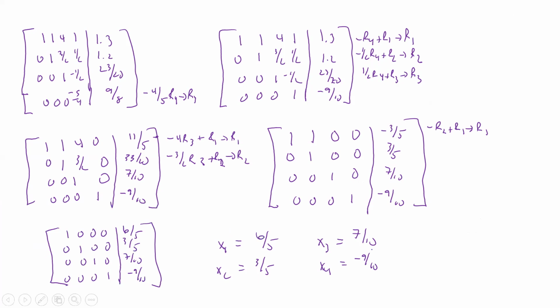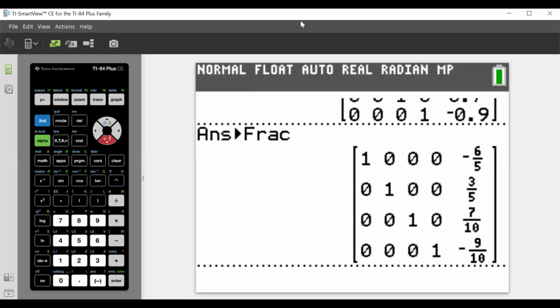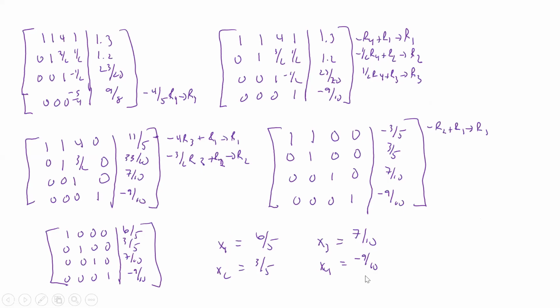All right, so now we have that. And so now if we go back over here, we get the -6/5, 3/5, 7/10, -9/10. And so we do match. So obviously, 2 pages of work to get it, or we did it really simply on our calculator, but both ways we get the same answer.